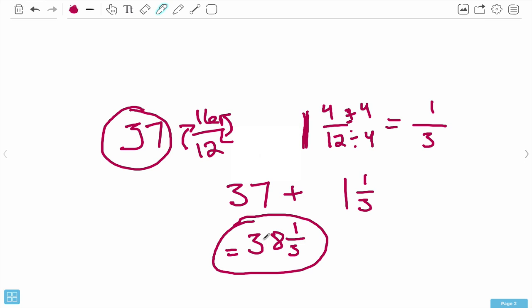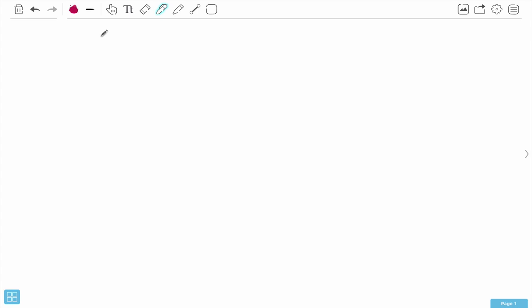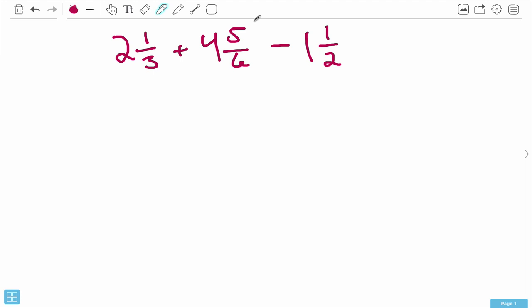So moving on to the next question, we're going to make it a little bit more difficult, and we're going to put addition and subtraction both in the same problem. So for this problem, I believe it's number 4, we'll have 2 and 1 third plus 4 and 5 sixths minus 1 and 1 half. So when I do these, what I like to do is split them up. So first thing I'll do is work with the addition. And as with before, we'll take these whole numbers and move them out of here.